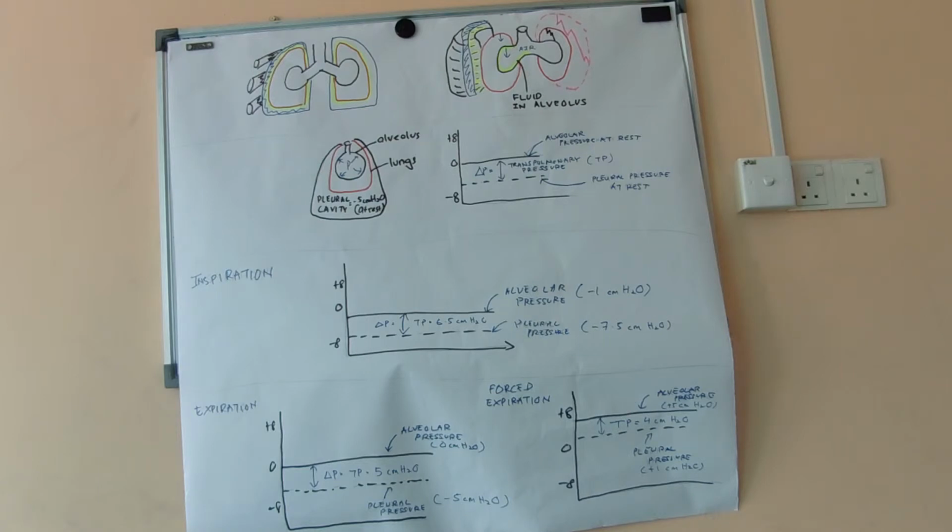Now I'm going to go to the next diagram, which is this diagram. As you can see here, this one is the alveolus, and this one is the lungs.